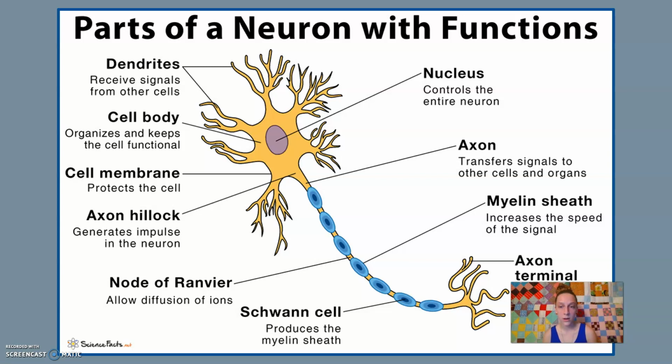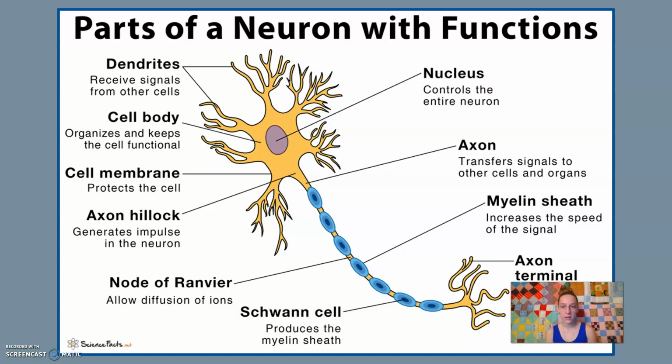Then we have this long process called the axon, which transfers the action potential signal to other cells and organs. This is covered by a myelin sheath, which increases the speed of this action potential signal. And in between these Schwann cells that produce the myelin sheath, we have the nodes of Ranvier, which allow for the diffusion of the ions in this process of the neurons. And this is saltatory conduction, when the action potential jumps from one node of Ranvier to the next.